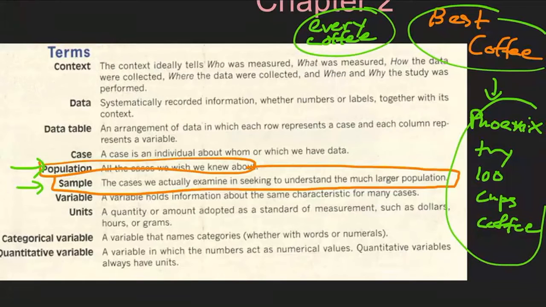And so that's basically all there is to it. Every coffee shop in the world would be our population. The 100 coffee shops we try here in Phoenix would be our sample. And maybe this isn't a good study. Maybe Phoenix doesn't have good coffee. Maybe there are much better places to get coffee. So our experiment that we set up isn't very effective. That could be. So let's focus on those and we'll come back to the categorical versus quantitative.